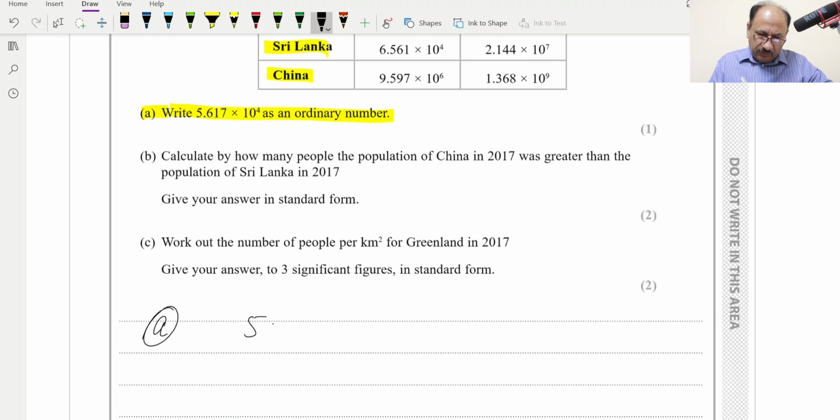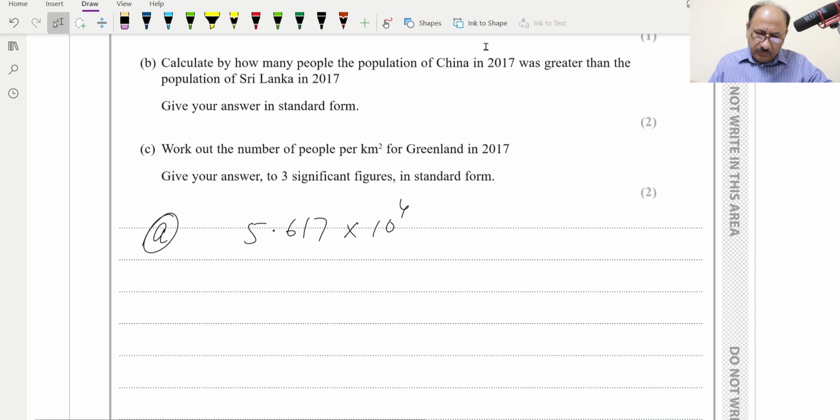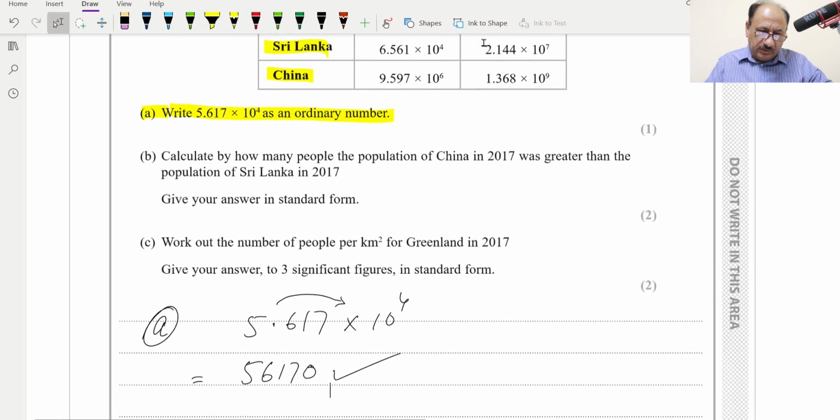So 5.617 × 10 raised to the power 4. We have to get rid of this 10 raised to the power 4. Since the power is positive 4, we'll be moving the decimal 4 places to the right, so it will be 5617, and we will add 0 for the 4-digit jump. So this will be our final answer for A part.